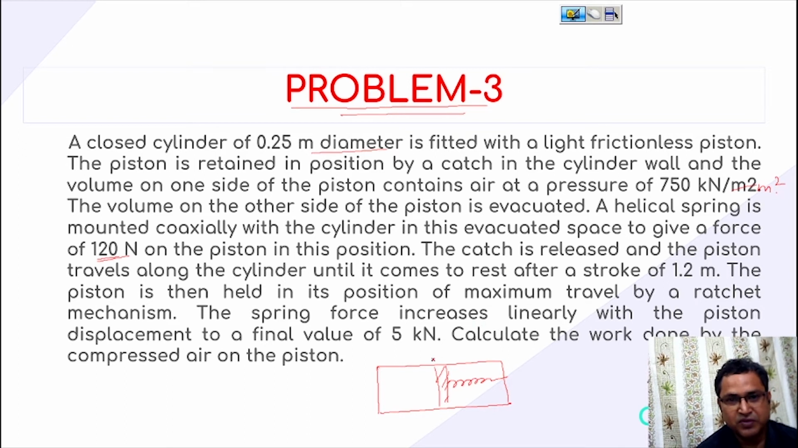after a stroke of 1.2 meter. Now in the final position, suppose the piston moves to this position and this is nothing but your stroke, that is 1.2 meter, and this much amount of stretch in the spring, 1.2 meter. The piston is then held in its position at maximum travel by a ratchet mechanism. The spring force increases linearly with the piston displacement to a final value of 5 kN. At this position, the force is nothing but 5 kN. This is the amount of the force.